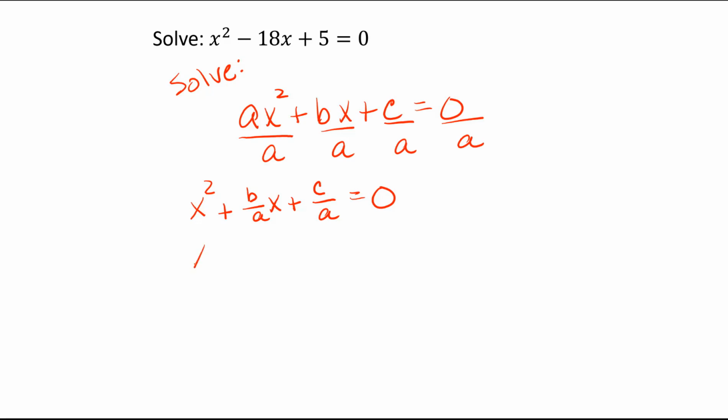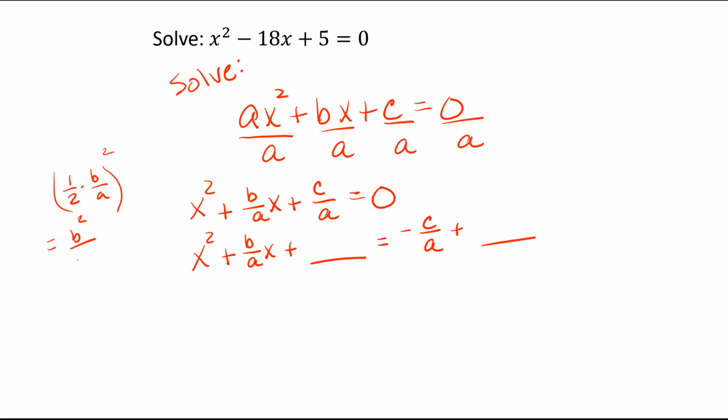And remember, the way we do that is we say x squared plus b over a x plus something is equal to, and I'm moving the c over a to the other side, so negative c over a plus that same thing because we have to add it to both sides of the equation. Remember what that thing is. It is half of the middle term coefficient squared. So it is half times the middle coefficient, which is b over a, squared. And that is going to be b squared over 4a squared. So that is what I need to add to both sides of the equation, b squared over 4a squared.